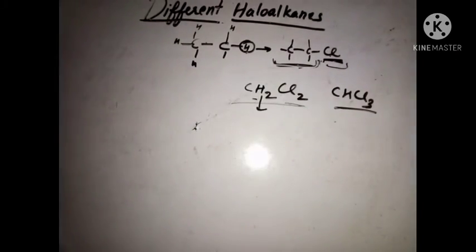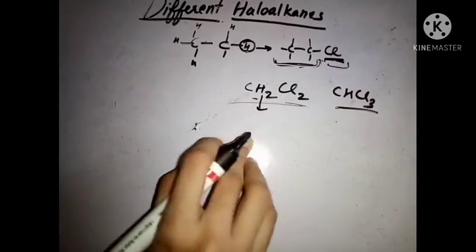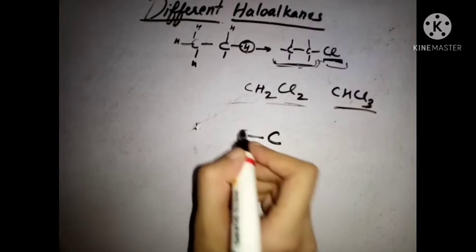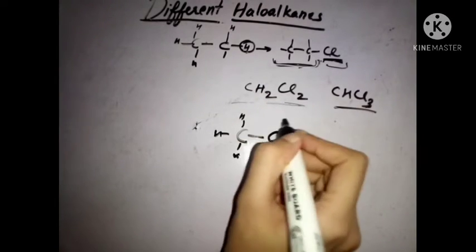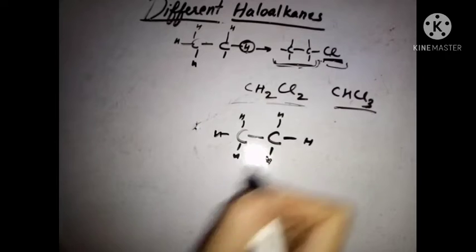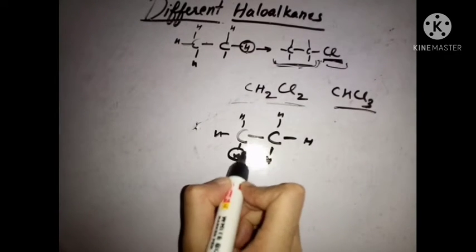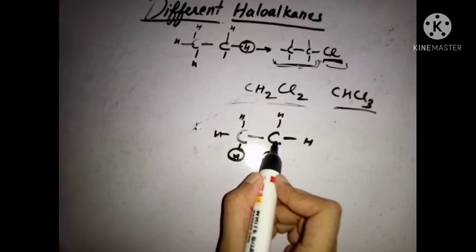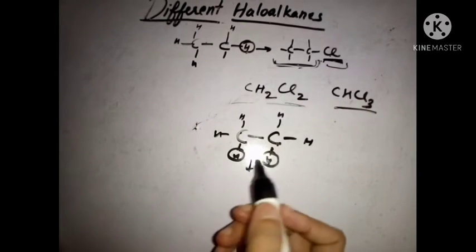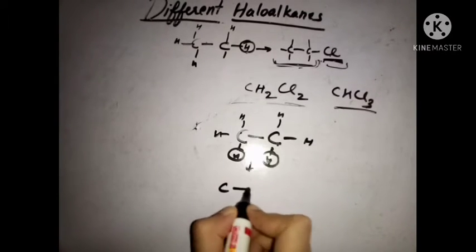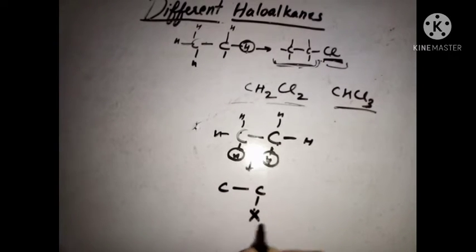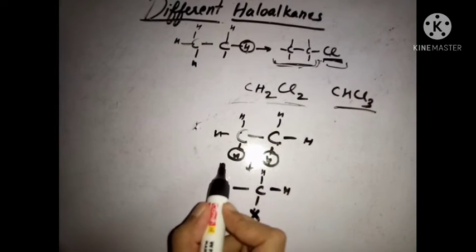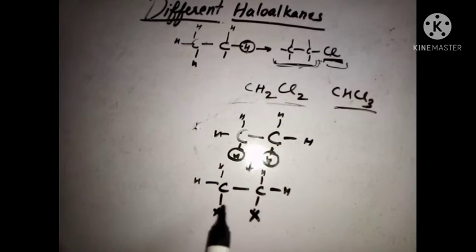This can be formed as, let us see, this is ethane and it has 6 hydrogens. If we replace one hydrogen of this carbon and one hydrogen of the second carbon with halogen, it will form like this. Halogen we represent by X. We can take any halogen in place of X, chlorine, bromine, iodine, anything.